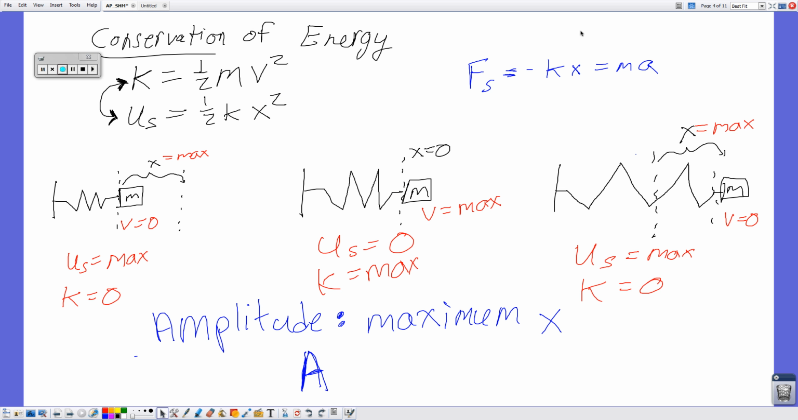Now, the other big thing is the conservation of energy. We have two types of energy here, kinetic and elastic potential energy. And it jumps from one type to the other and back and forth for each displacement x incrementally as it goes. Awesome.